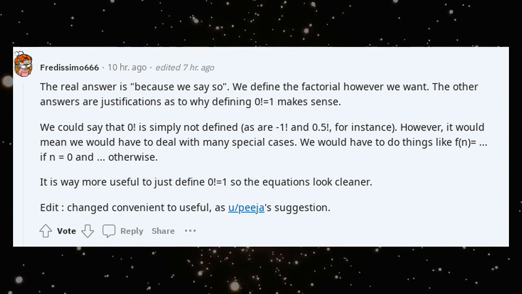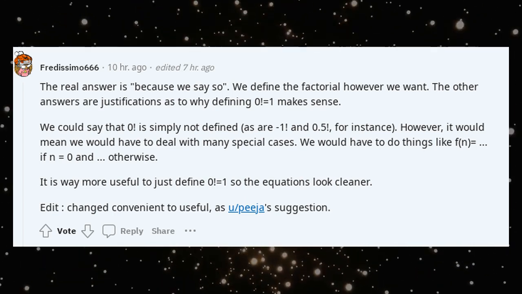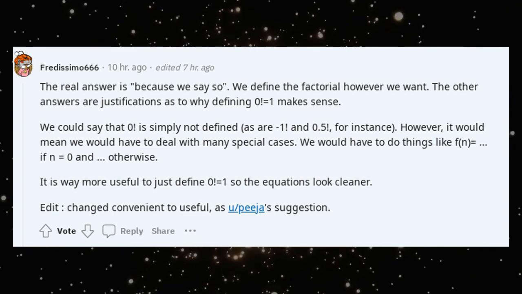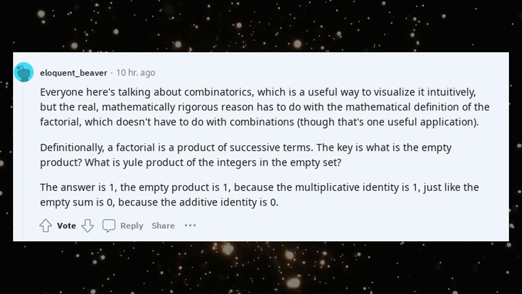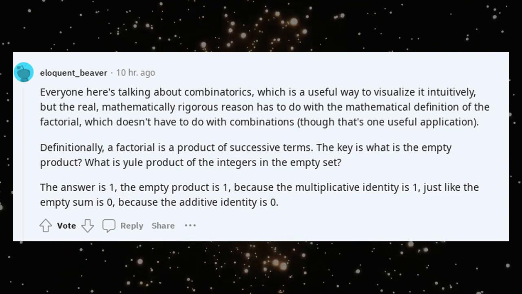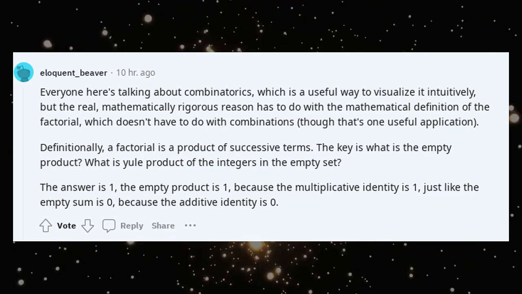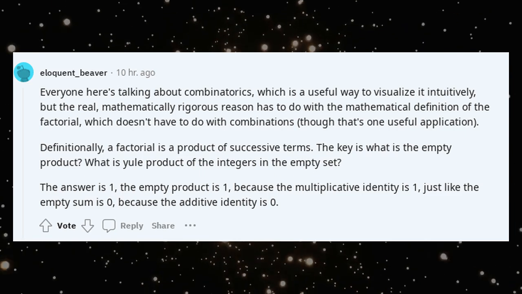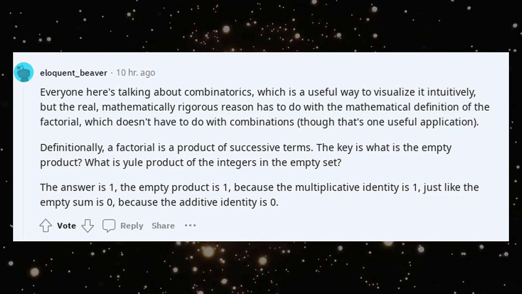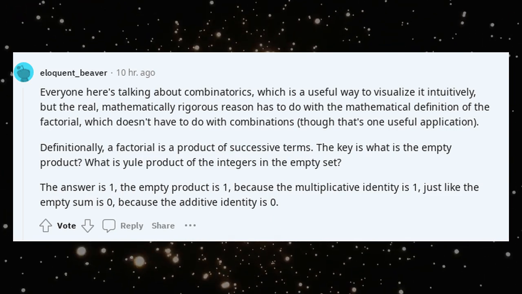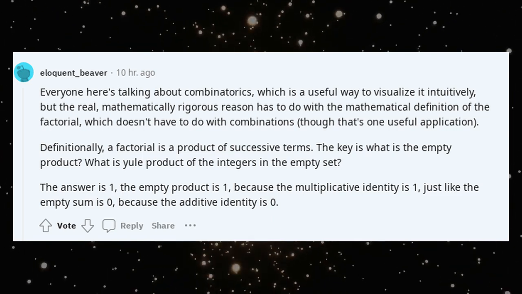Edit: changed convenient to useful, as per UPJ's suggestion. Everyone here's talking about combinatorics, which is a useful way to visualize it intuitively. But the real, mathematically rigorous reason has to do with the mathematical definition of the factorial, which doesn't have to do with combinations, though that's one useful application.